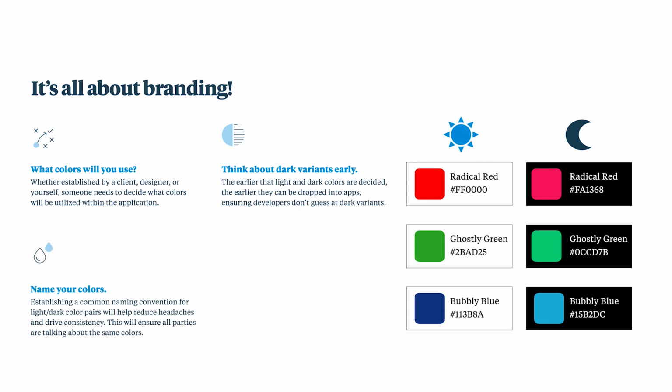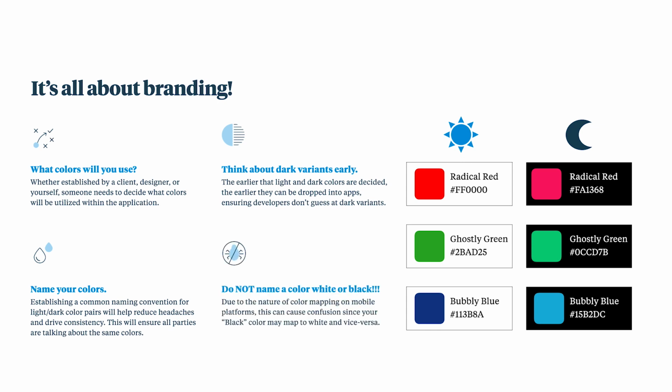Establishing a common naming convention for your color pairs is extremely important. This naming convention will ensure that all parties are talking about the same colors, no matter what platform or role. One don't when establishing color names is to never name a color black or white. These colors are typically inverted when switching between light and dark themes. It is much better to use a descriptive name like background primary or text dark primary to avoid confusion.